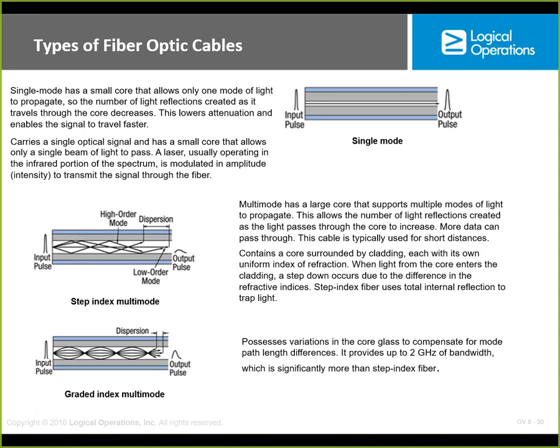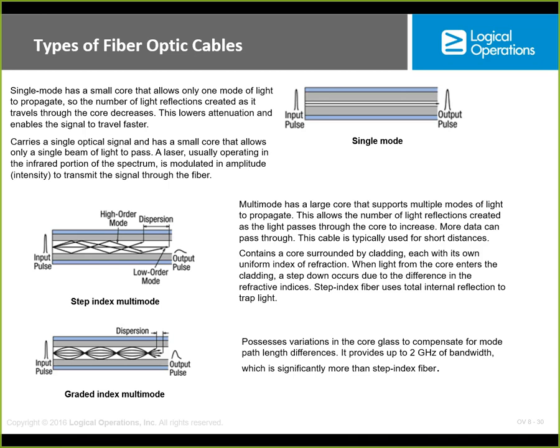Types. These are illustrations of the single mode: small core, one mode of light to propagate. Think one frequency, one light color; that is an easy way to conceptualize it, I think. So the number of light reflections created as it travels through the core is lowered, which lowers the attenuation and enables the signal to travel faster. It carries a single optical signal; the small core allows only a single beam of light to pass.